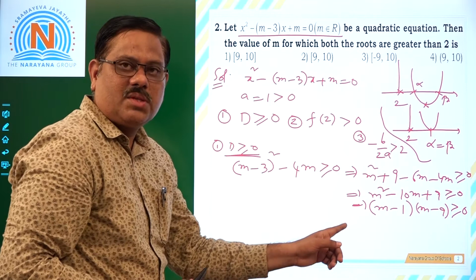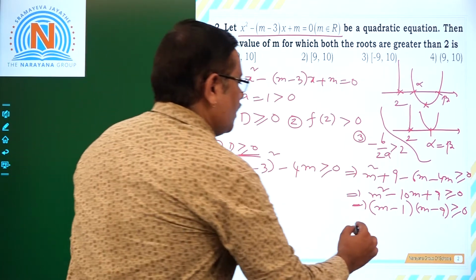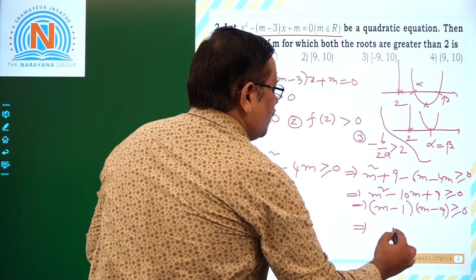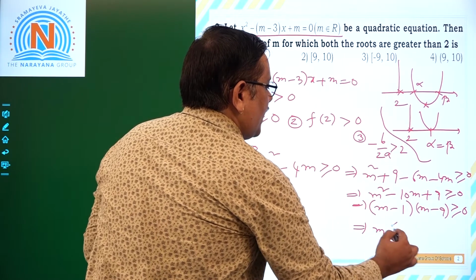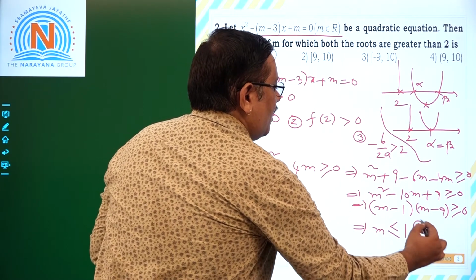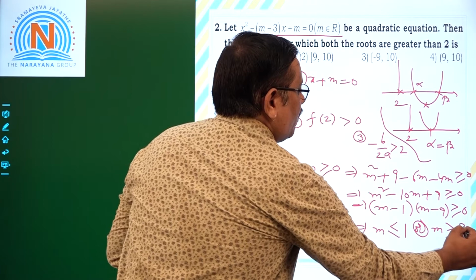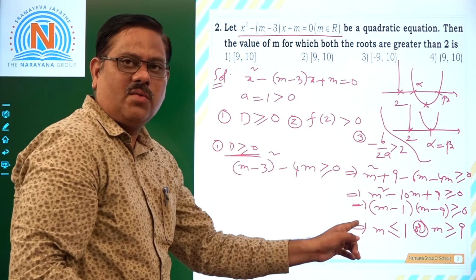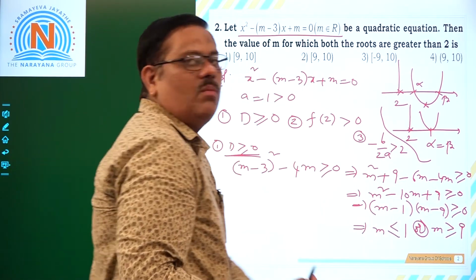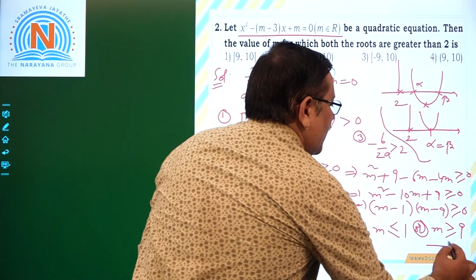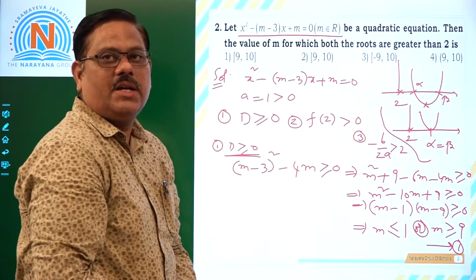(m minus 1) times (m minus 9) greater than or equal to 0. As it is greater than or equal to 0, we have m is either less than or equal to 1 or m is more than or equal to 9. So this is condition number 1.